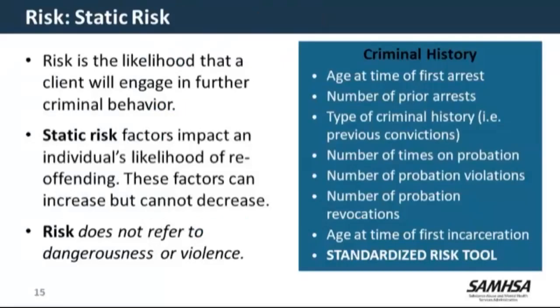Now, just clear definitions. I know that you probably all have heard this, but risk here refers to the likelihood that an individual will engage in further behavior. Risks are the static factors, the things that typically don't change: the first time someone got arrested, the number of times they were arrested, the type of criminal history, the number of times they've been on probation and parole, the number of times they've revoked, age of first incarceration. This is what risk is about, and these factors are not changeable.